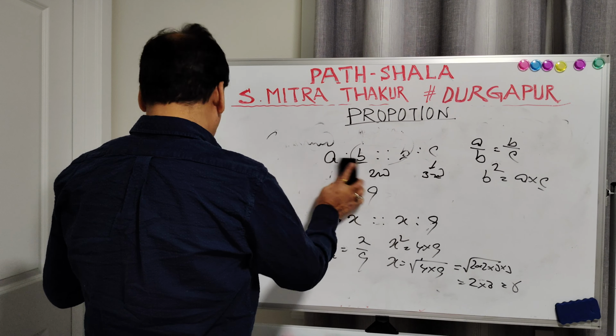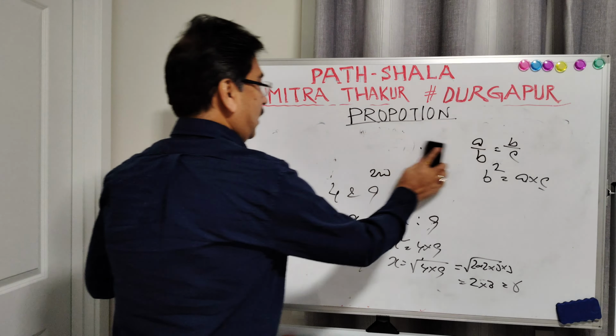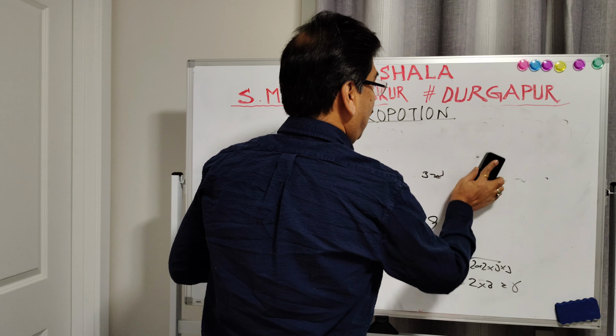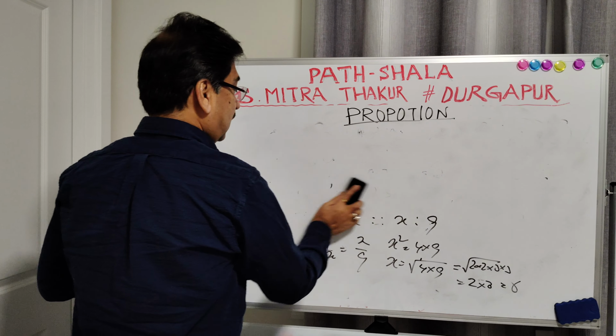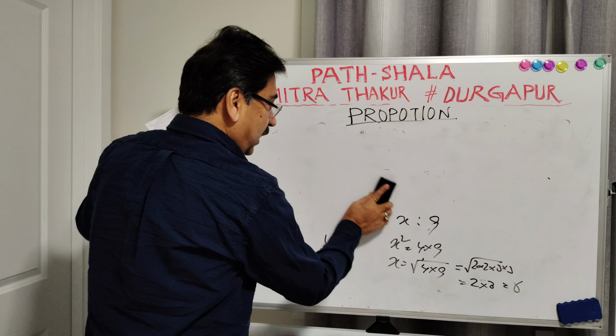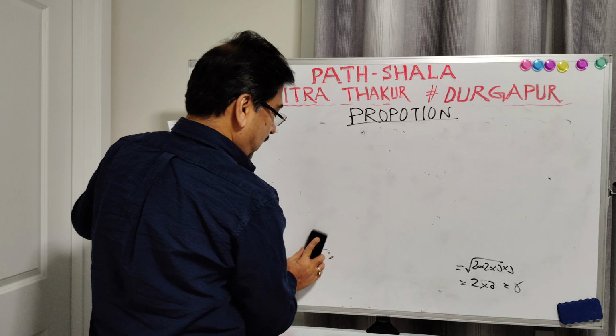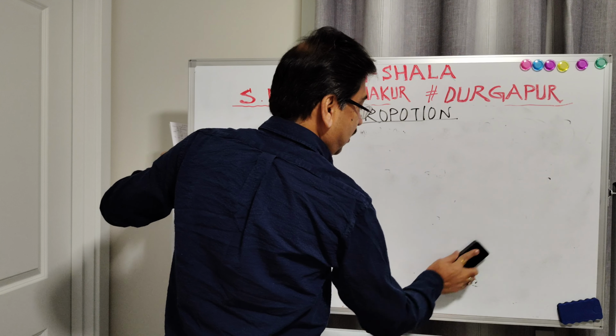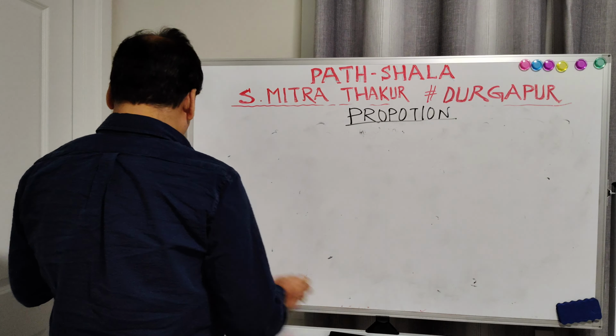And next question, find the third proportional. Whenever a question comes for the third proportional, you should know the third proportional is applicable only for a proportion which is in continued proportion, right? That is the third proportional.